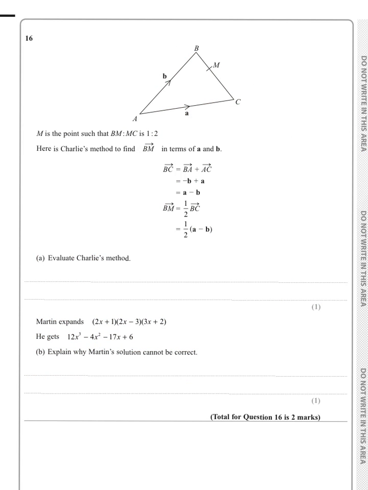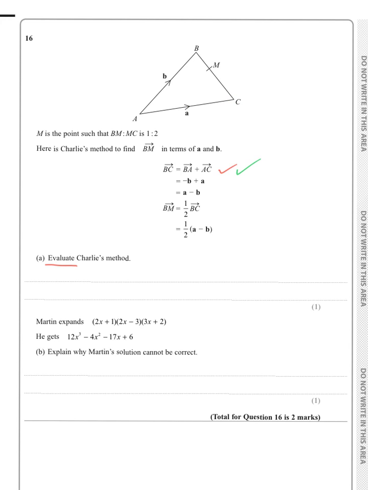Question 16. We've got to evaluate, i.e. look at and appreciate what Charlie's method is telling us. And I think from there we've got to either say whether this method is good or whether there are flaws involved. So let's have a look at the first step. It says that going from B to C, so if we want to move from B to C, then that's the same as going from B to A and then A to C. Well, I agree with that.